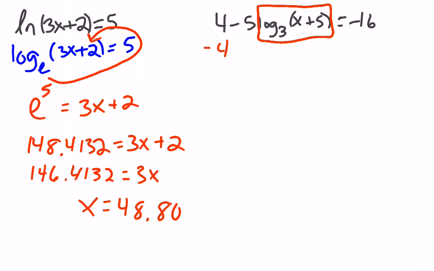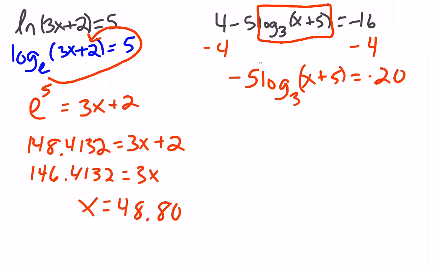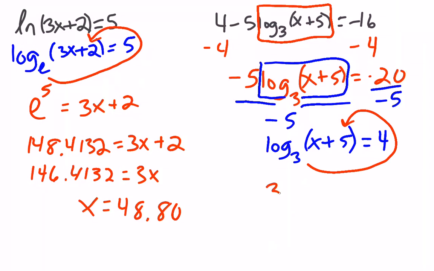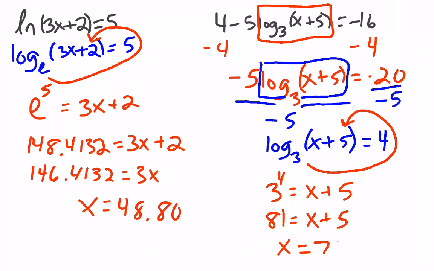So I'm going to subtract 4 from both sides. And then my next step is going to be to divide by negative 5. You better bet that there's going to be a question like this on your test, and it's there to see if you will fall into that temptation of combining the 4 minus 5. Okay, so divide by negative 5, and we get log base 3 of x plus 5 equals 4. And then we rewrite that in exponential form, so 3 to the fourth equals x plus 5. Man, I really liked 3 to the fourth on these problems. So we said already that was 81, and subtract 5. So x equals 76.